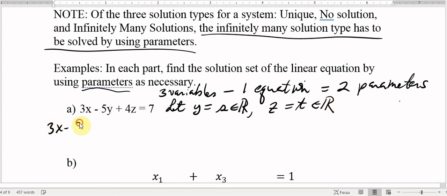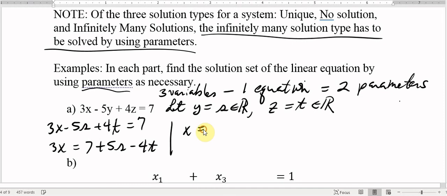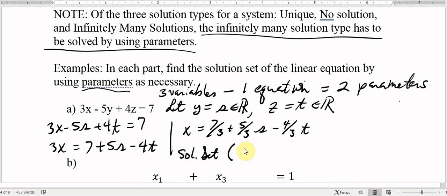So then we get 3x minus 5s plus 4t is equal to 7. So we solve for x, we get 3x is equal to 7 plus 5s minus 4t, and so x is equal to 7/3 plus 5/3 s minus 4/3 t. So the solution set would be the value for x, 7/3 plus 5/3 s minus 4/3 t, comma, the solution for y, which is s, and the solution for z, which is t.